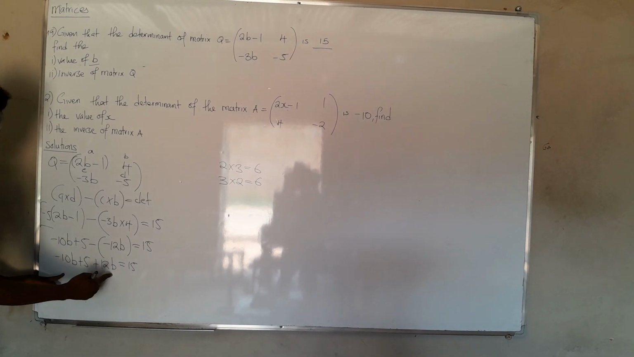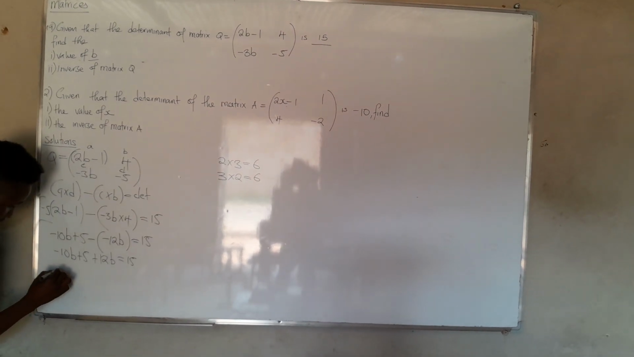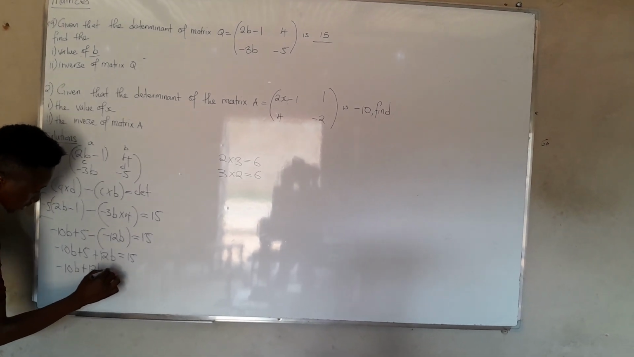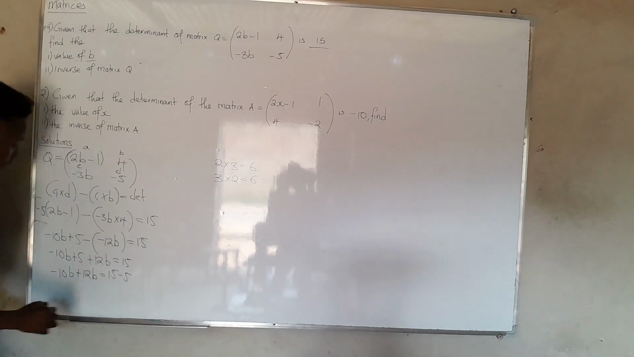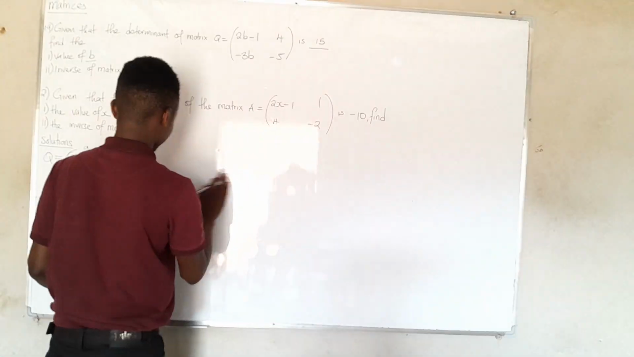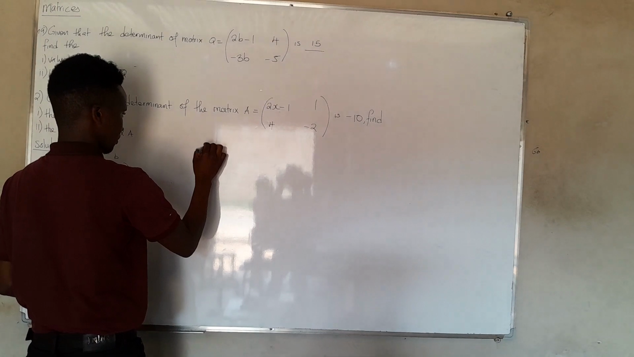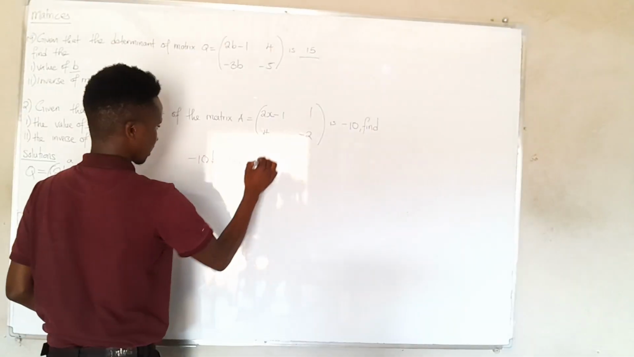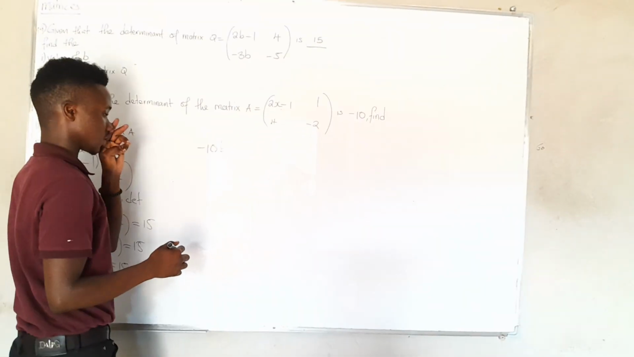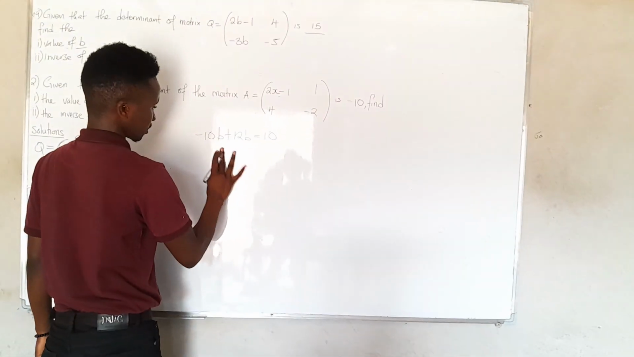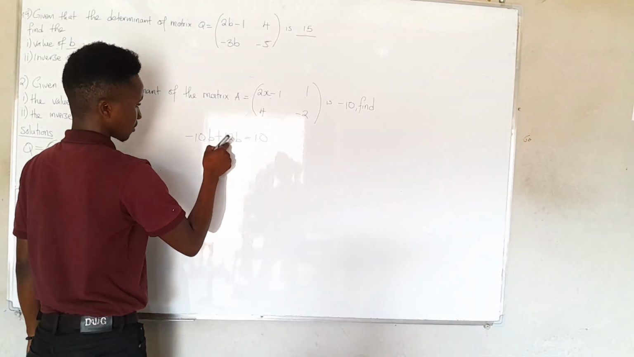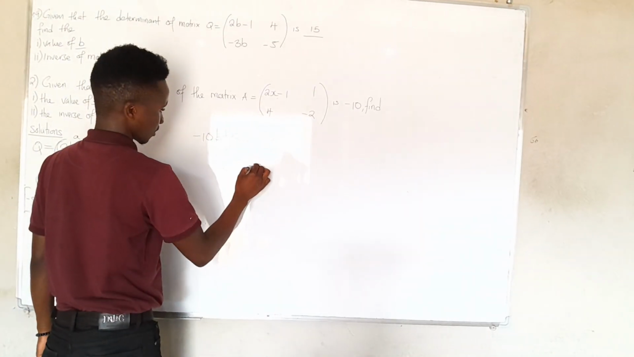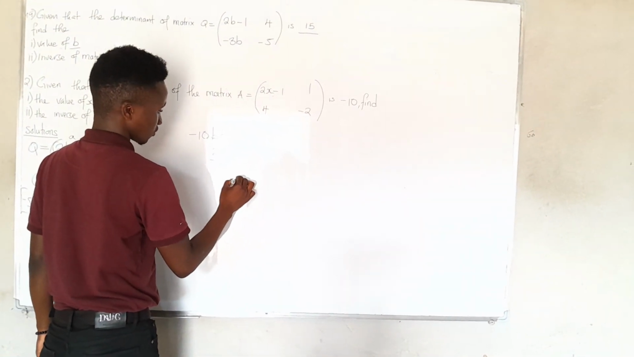So everything that does not have b will cross to the other side of the equation. So I have negative 10b plus 12b is equal to 15 minus 5. So 15 minus 5 will give me 10. So negative 10b plus 12b is equal to 10. Here, two different signs, we subtract. So 12 minus 10 will give me 2. The sign of the bigger number is 12, so it will be positive: 2b is equal to 10. If I divide by 2, my b will be equal to 5.